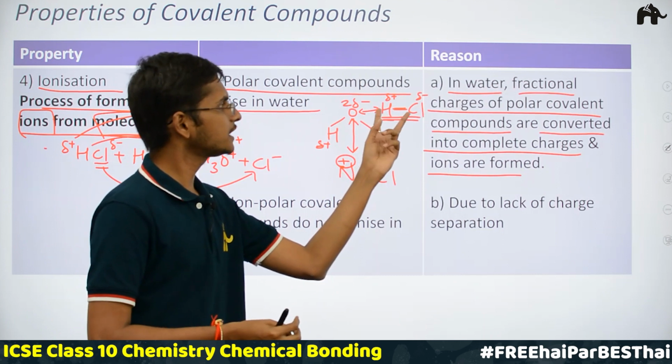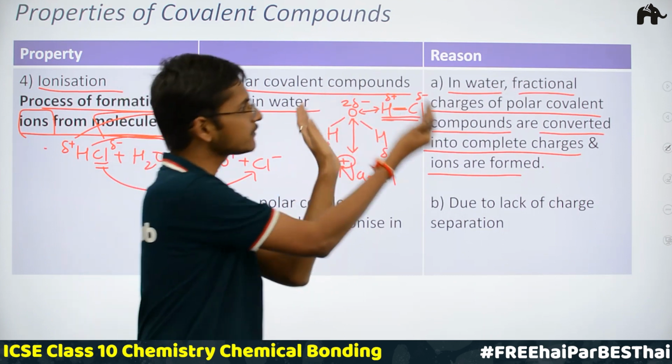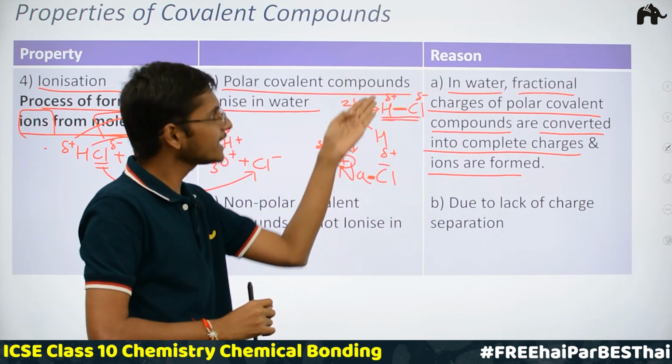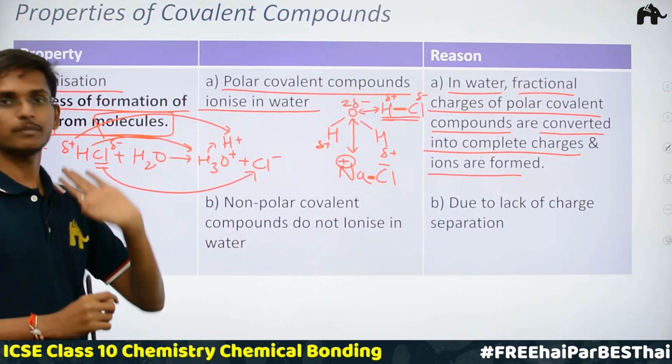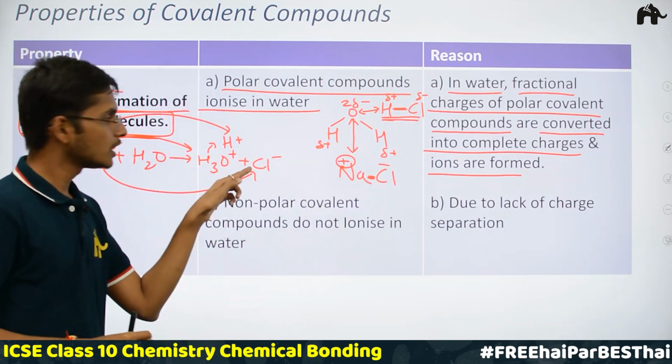Now, since it is weakened, this H just plucks out, meaning it gets separated from the chlorine. Its slight positive charge gets converted into a complete positive charge, and here the chlorine's slight negative charge gets converted into a complete negative charge.